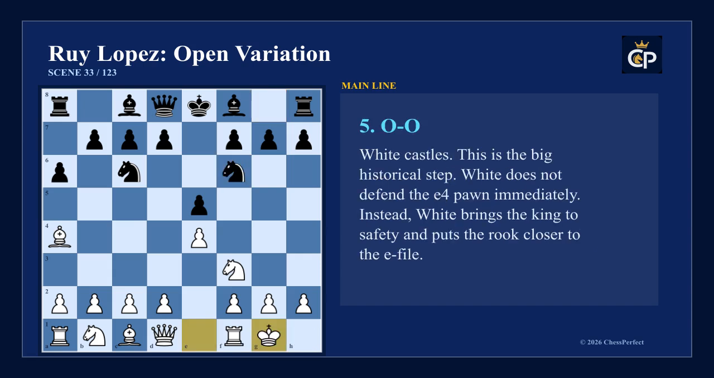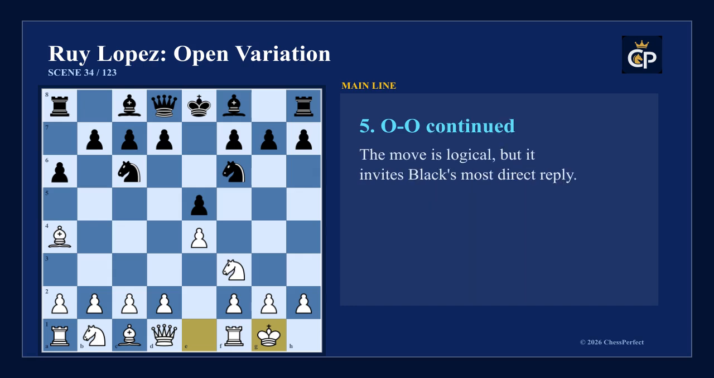Kingside castles. White castles. This is the big historical step. White does not defend the e4 pawn immediately. Instead, White brings the king to safety and puts the rook closer to the e-file. The move is logical, but it invites Black's most direct reply.